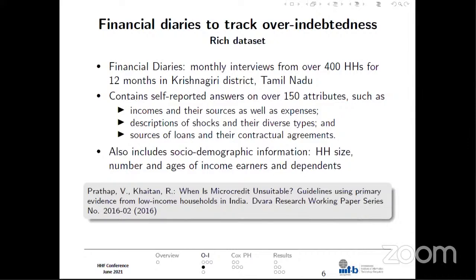Apart from all the financial information about the particular households, there's also socio-demographic information such as the household size, the number of primary income earners, secondary income earners, dependents over the age of 60, dependents under the age of 18. How much did they spend on school fees? Did they spend on medical expenses? Did they spend on footwear in a particular month, for example? So it's a very rich data set to work with. And this is what we'll be using in order to characterize households that become over-indebted.